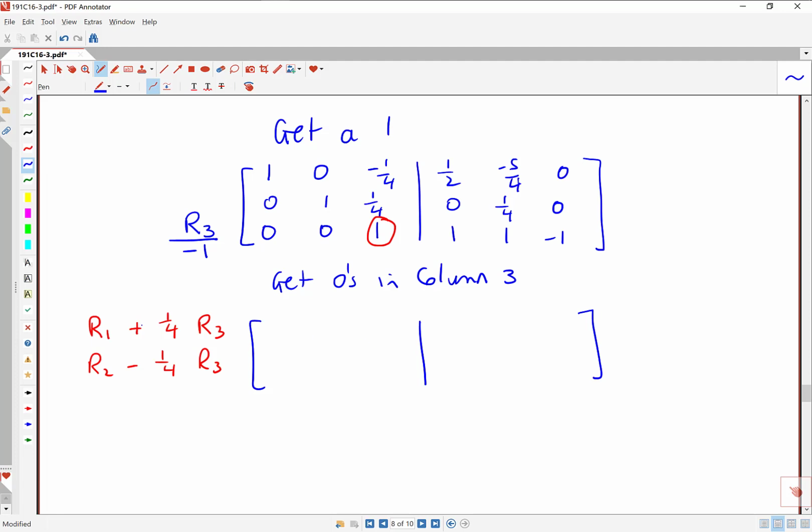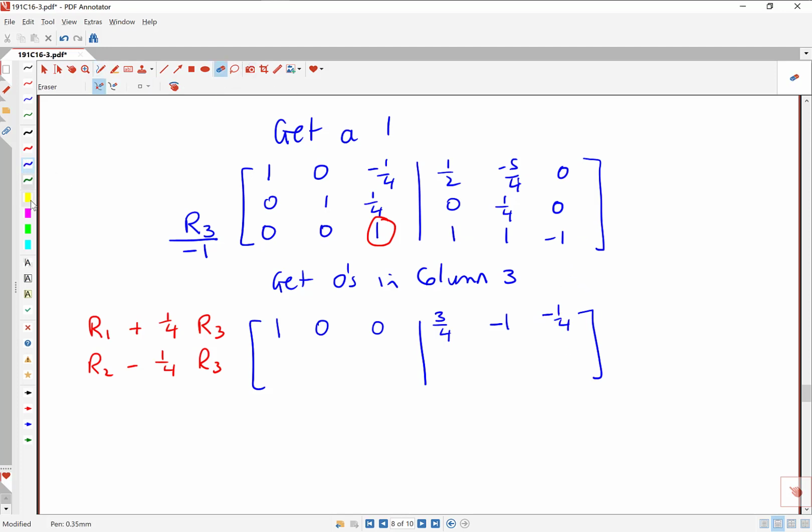So let's try it. We'll start with doing row 1 plus 1/4 row 3. So that's going to give us 1, 0, 0. And then just a little bit of algebra on the right side. So we're going to go half plus 1/4 times 1. Well, half plus 1/4, if we think about how many quarters that is, 2 quarters plus another quarter is going to give us 3 quarters. We have to go minus 5/4 plus 1/4 times 1. So that's going to give us a negative 1. And then 0 plus 1/4 times negative 1. That's going to give us minus 1/4. So that's our top row figured out.